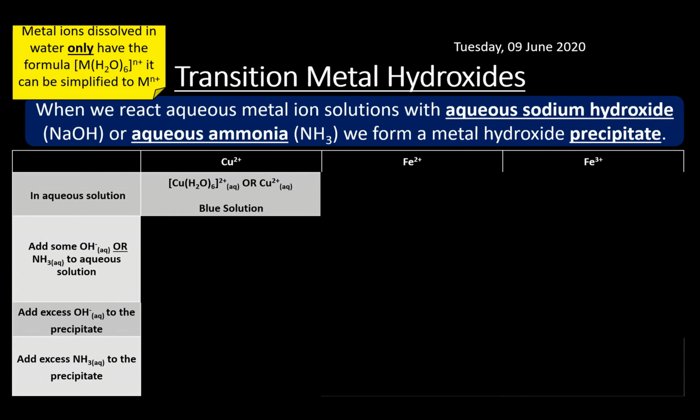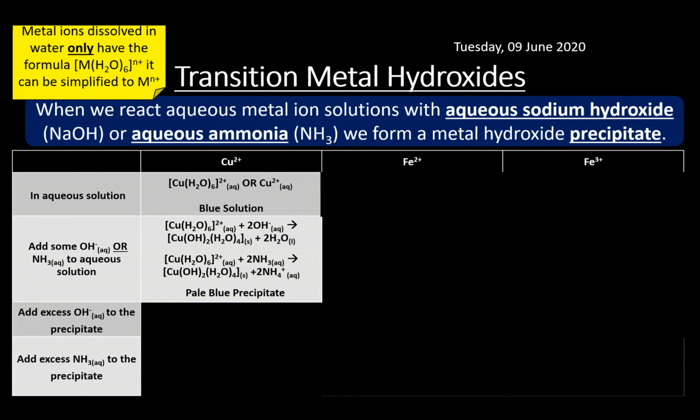Now, if we add some sodium hydroxide or ammonia to this solution, we're actually changing the ligands here, so we get a colour change. Let's have a look. Here we get a paler blue colour. So instead of this blue solution, we get a paler blue colour, but we also get a precipitate. What's really important here is you can see we've got Cu(H2O)6 2+. We're going to add a small amount, not loads, just a small amount of hydroxide. So that's going to be 2OH-, and this is going to form this complex here plus water.